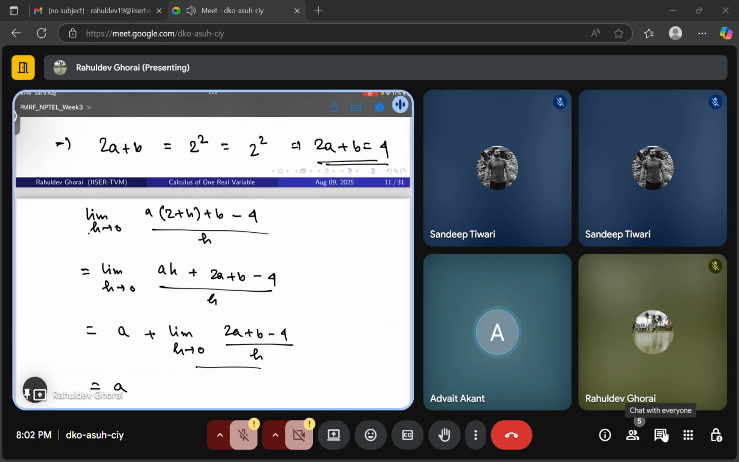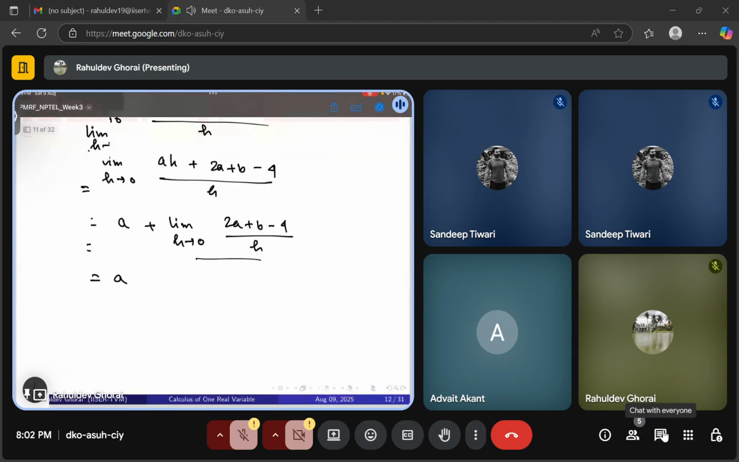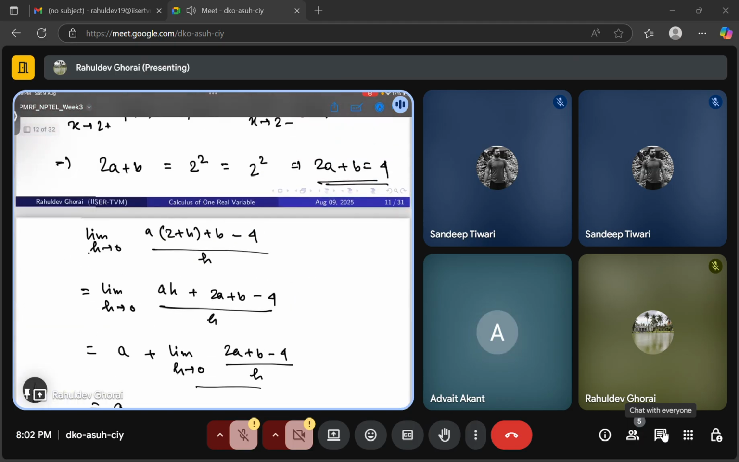But for 0 minus, a different definition is valid because the function is split into 2, right? Good question. Good observation. Exactly. This is 0 plus.